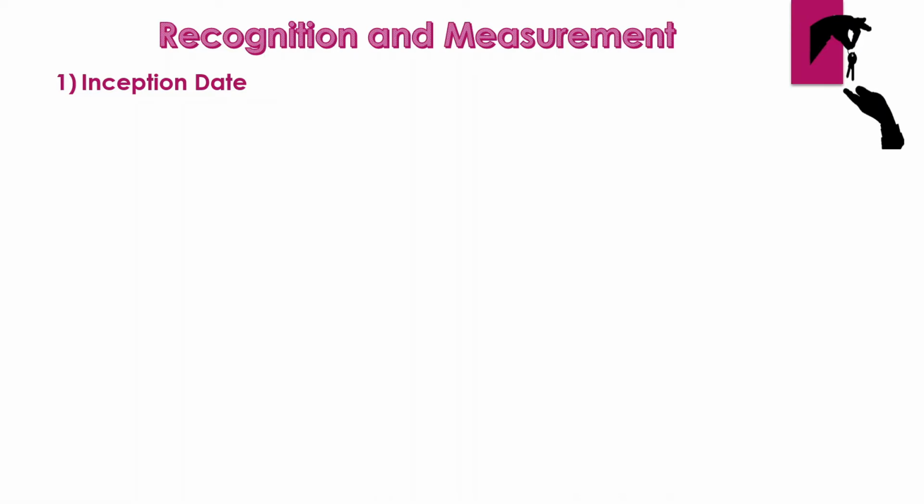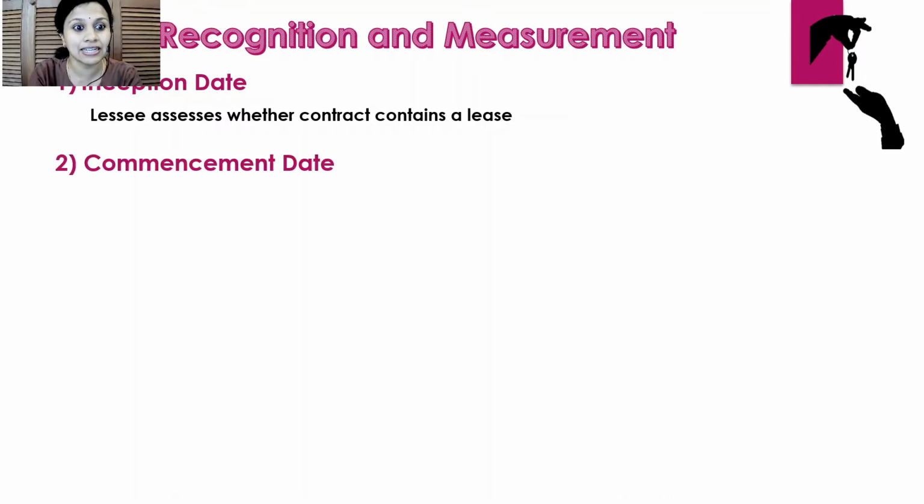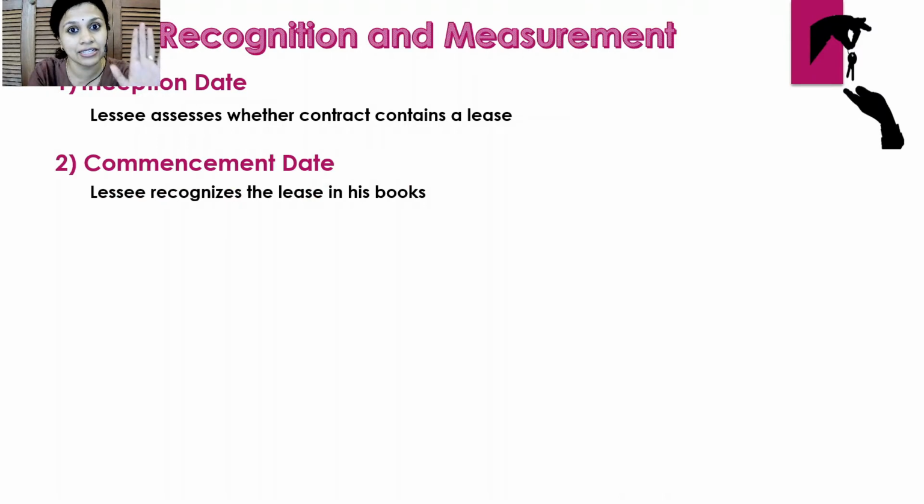Why is it important for accounting for leases in the lessee's books? This is the date when the lessee assesses whether the contract contains a lease or not. No accounting entries are passed on this date. The second is the date of commencement. Now, this is the date when the underlying asset is actually made available for use by the lessee. This date is important because this is the date when the lessee actually records the lease in his books of accounts for the first time.